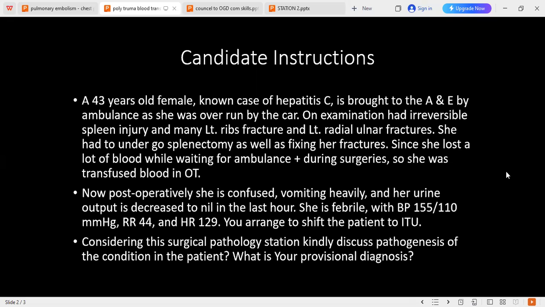Okay, ma'am. All right. So if you've read and understood, considering this surgical pathology station, please tell me what would be the provisional diagnosis you would consider for this patient? Okay, ma'am. Considering the scenario, this may be a case of polytrauma patient with disseminated intravascular coagulation. All right. Can you define disseminated intravascular coagulation?